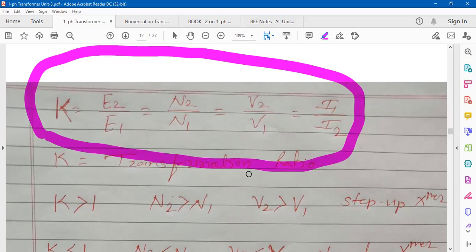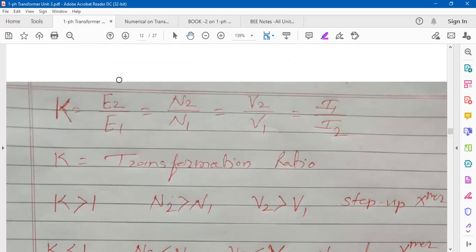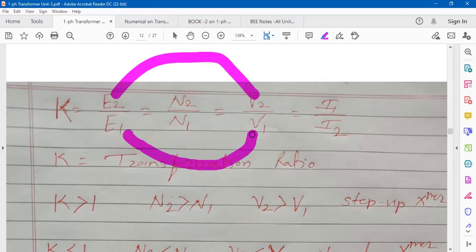But when load is there, we have seen the voltage equation on primary and secondary. On secondary side, E2 minus I2 R2 is equal to V2, and on primary, V1 is equal to E1 plus I1 R1. Okay, when under loaded condition, then we can't say E2 is equal to V2 and E1 is equal to V1. It is the case only for no load condition.